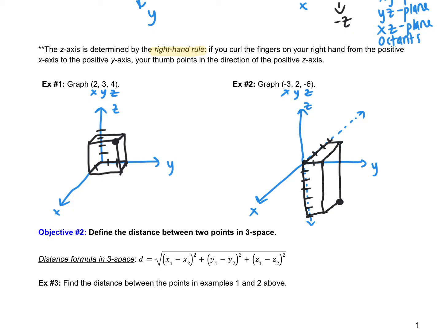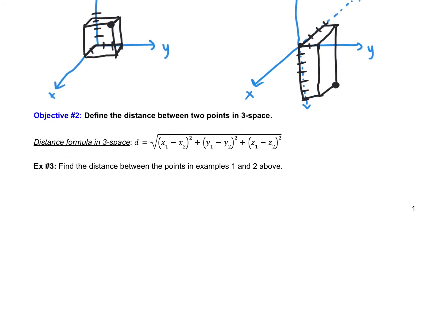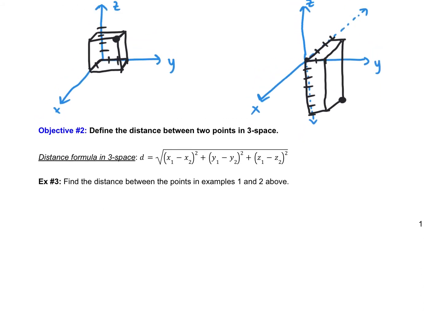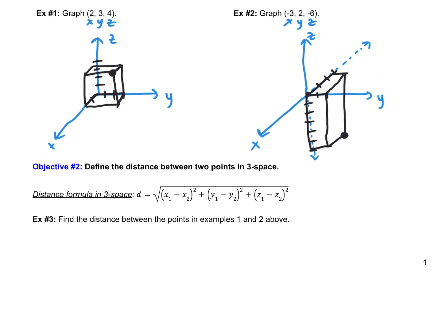So next thing that we want to be able to do is find the distance between 2 points. And so you're going to notice that's our next objective, and we have this distance formula here in 3-space. It's not going to be a surprise, or it shouldn't be shocking. It's going to follow the same formula that you saw in 2-space. So based off of Pythagorean theorem, we're going to find the difference in our x's, find the difference in our y's, find the difference in our z's, and square them. So what we need to do is find the distance between the points in the 2 examples above.